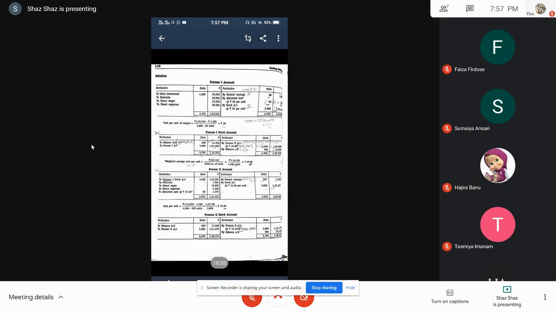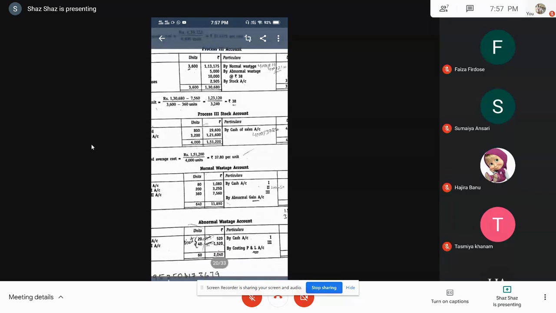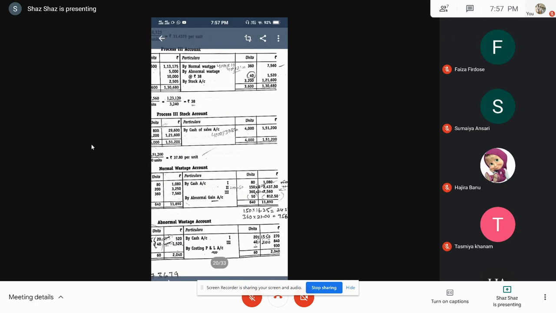So over all the three processes, the second process did not have abnormal loss. So we have taken it from process one and process three. Now you compare this. See, now you have 60 units towards your debit column, whereas here also you have 60. 60 units, both. It will tally, units will tally. But you will get a difference in the amount.